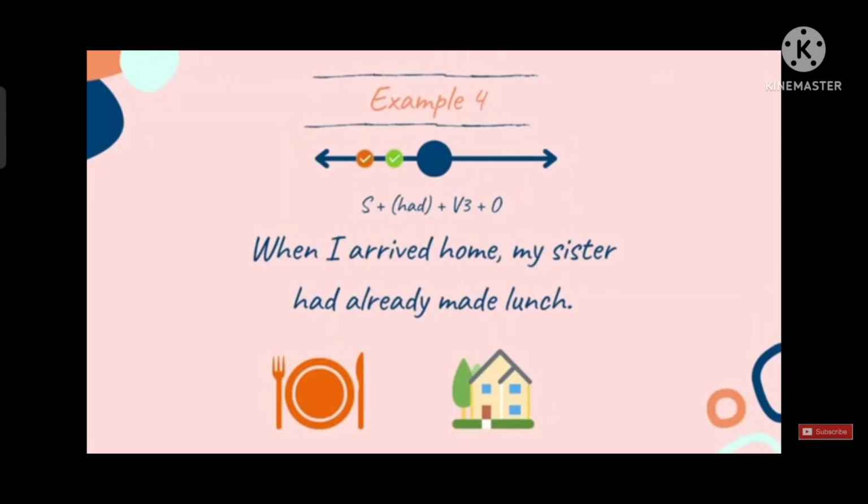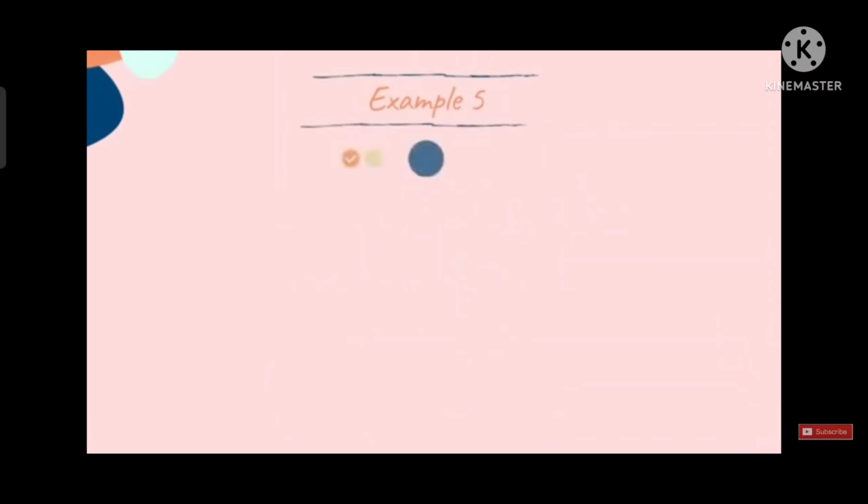When I arrived home, my sister had already made lunch. As the activity of making lunch was already completed before another activity of my arrival, we have used past perfect tense here. Let's look into next example.